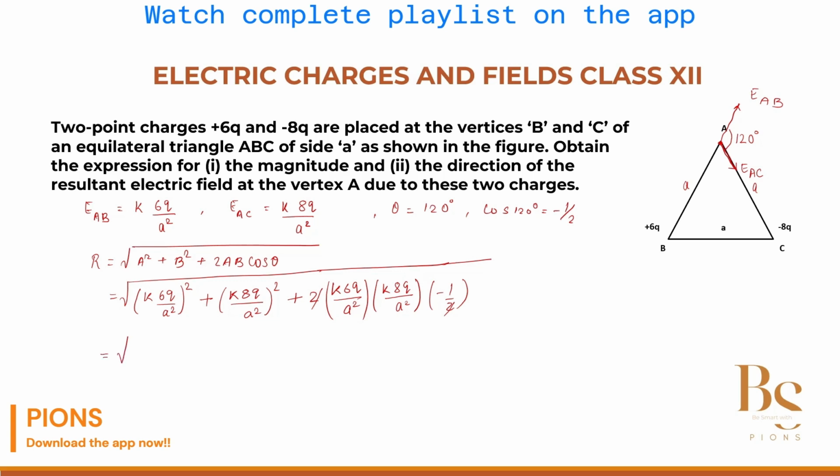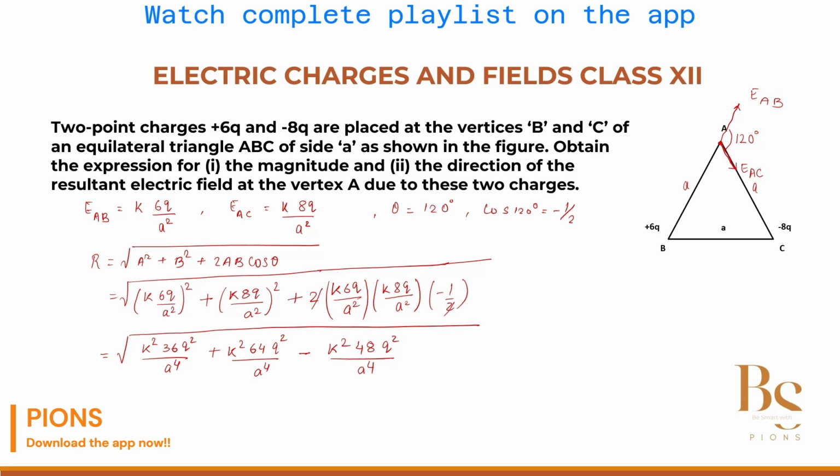So this will be over here root under k square 36 q square a to the power 4, plus k square 64 q square a to the power 4, minus. Be very careful from where I got minus, this minus half. 2 cancels, minus. K into k, k square, 6 into 8, 48, q into q, q square a to the power 4.